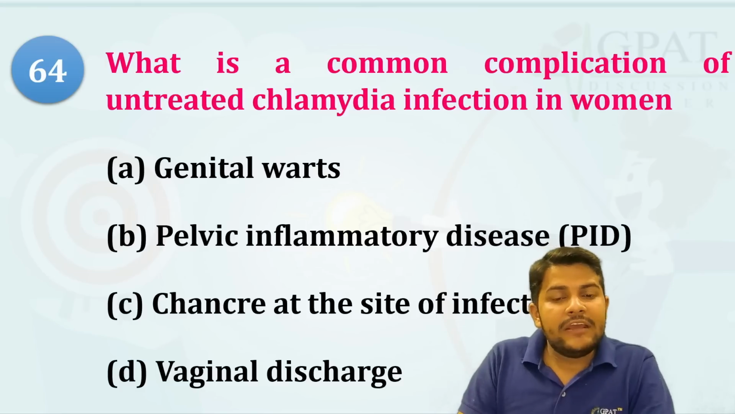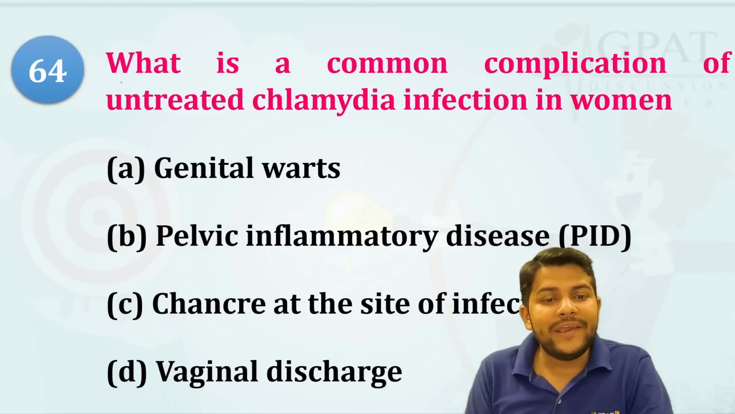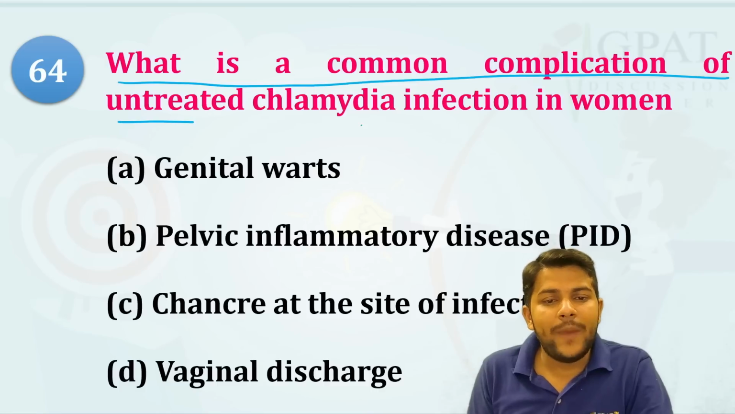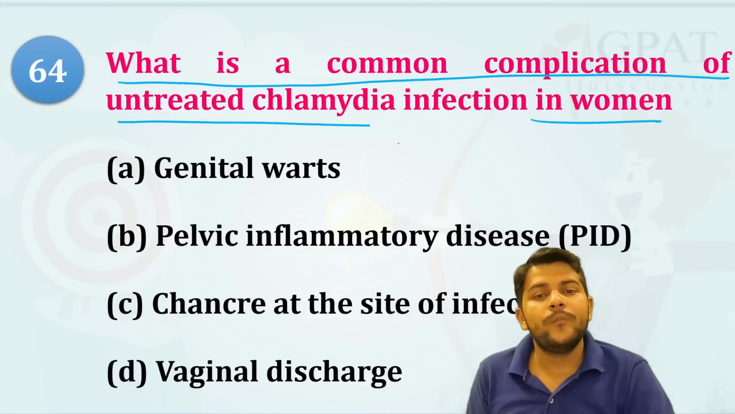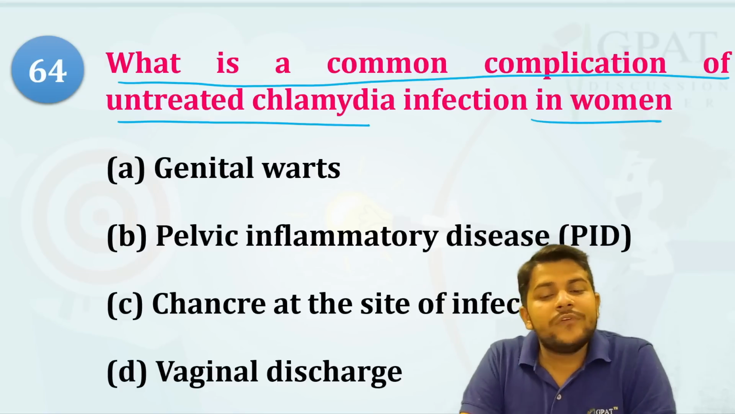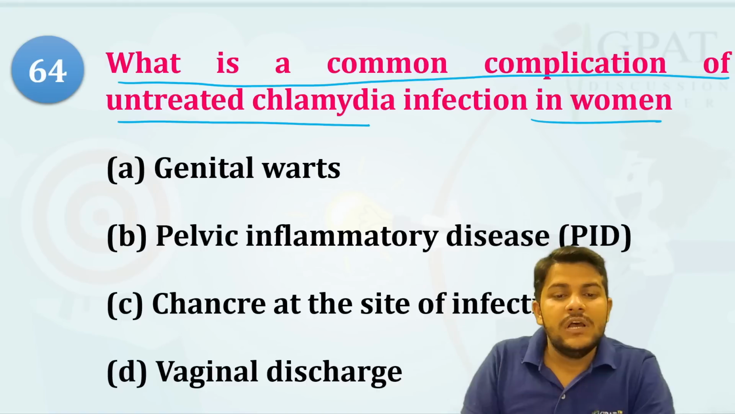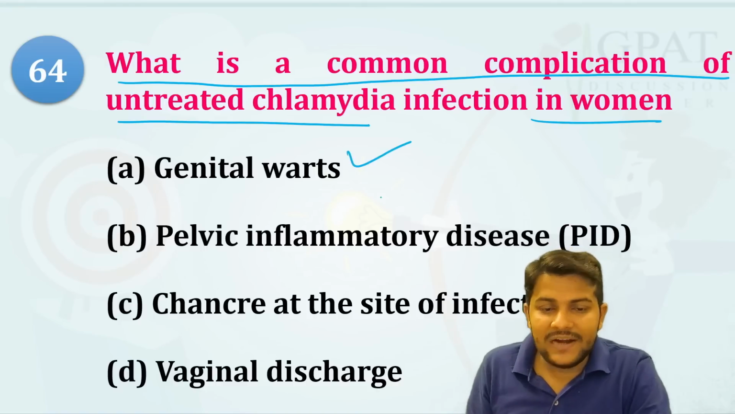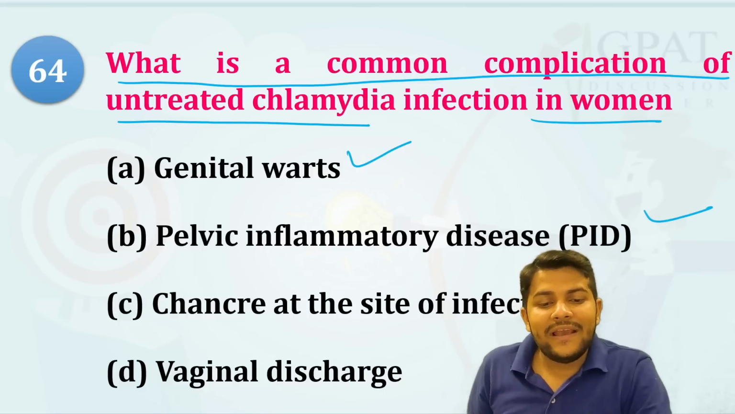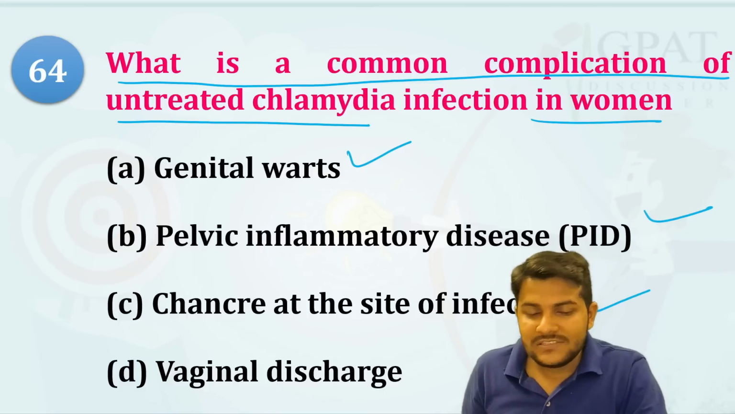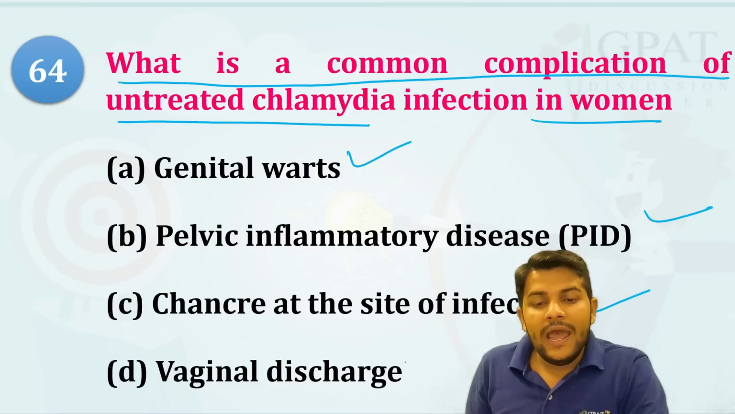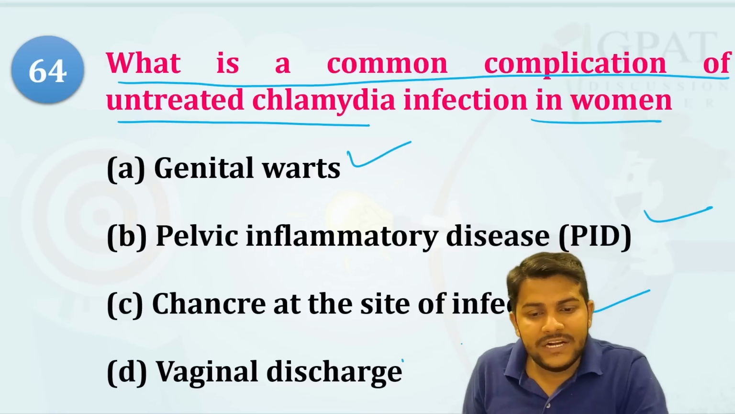Next, you have: what are the common complications of untreated chlamydia infection in women? If chlamydia infection in women is not treated on time, what are the consequences? The options are genital warts, pelvic inflammatory disease, that is PID, then canker at the site of infection, which is also a symptom of syphilis, and next, vaginal discharge.